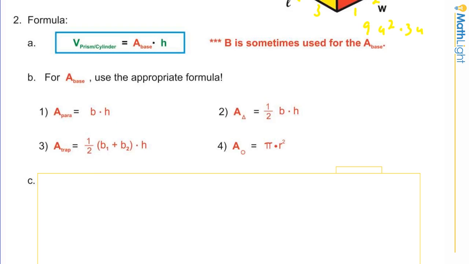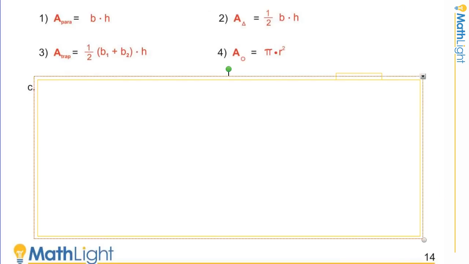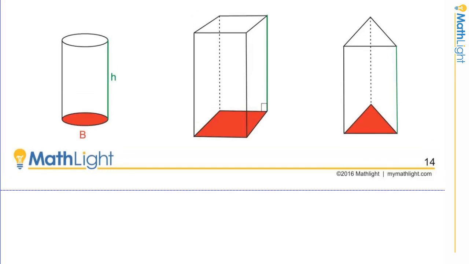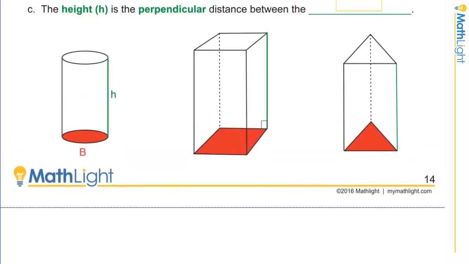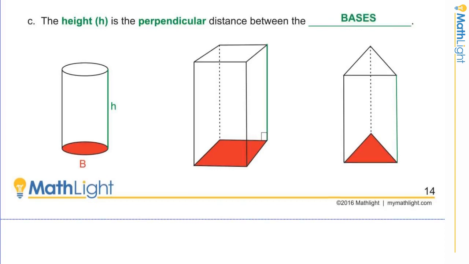You'll think about each individual shape. Okay, so again, we've got to make sure that we understand what the base is and what the height is. What is the base? Well, the height, like always, is the perpendicular distance between the bases. It's the perpendicular distance between the bases.